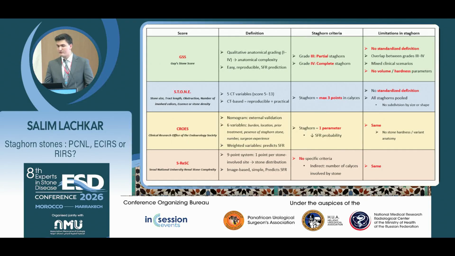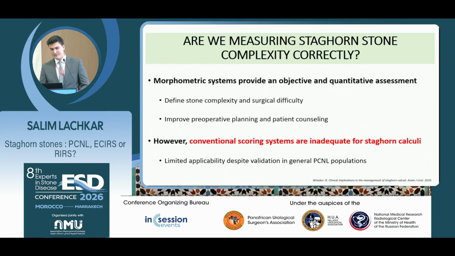Why? Because they don't have a standardized definition, and also they have no parameters for the hardness, the volume, but also the variants of anatomy, and we will see that the anatomy is the cornerstone of the treatment of those calculi. For example, the Korean system does not have a specific staghorn criteria. So, okay, those morphometric systems provide an objective and quantitative assessment, but they are inadequate for staghorn calculi.